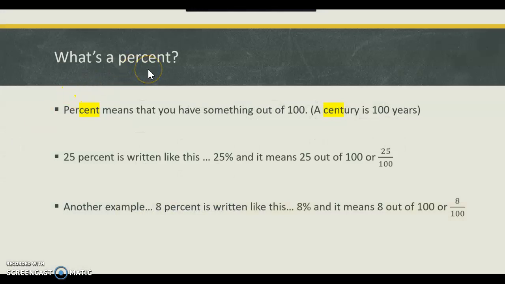First of all, what is a percent? What does that mean? A percent means that you have something out of 100. A century, like a century, is 100 years. So if you see cent, that means out of 100. So 25% is written like this, as 25 and the little percent symbol, and that means 25 out of 100, or in a fraction form, 25 over 100. Here's another example, 8%, that's 8 out of 100, or 8 over 100 as a fraction.